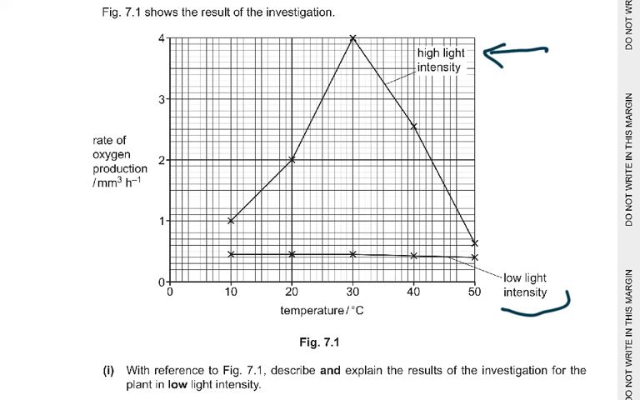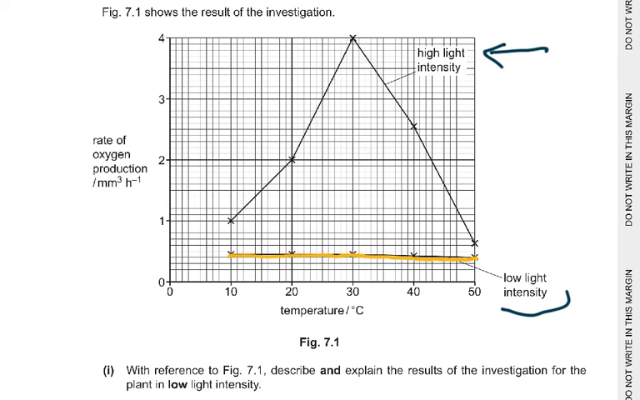So the rate of oxygen produced stays low or is constant, or you could have said a small decrease in rate of oxygen produced or rate of photosynthesis. There is a small decrease. You can see the line. It is here, and then it is decreasing a bit. So that would be a describe.